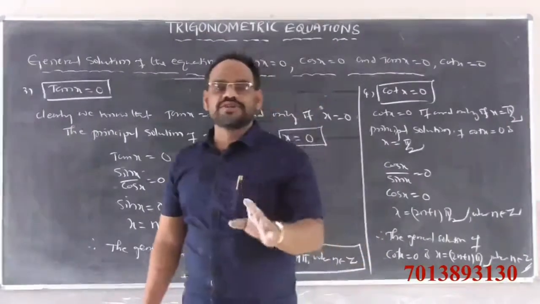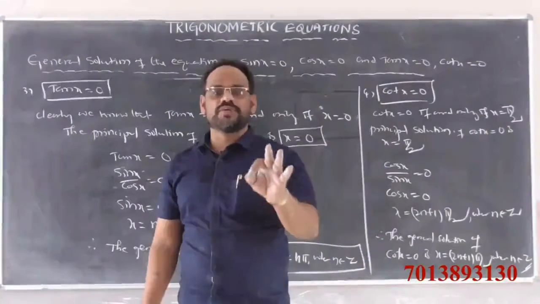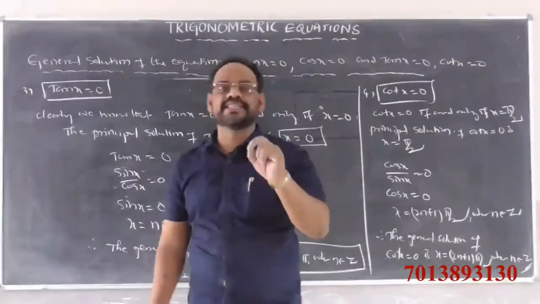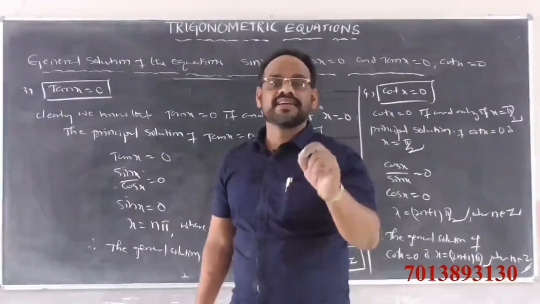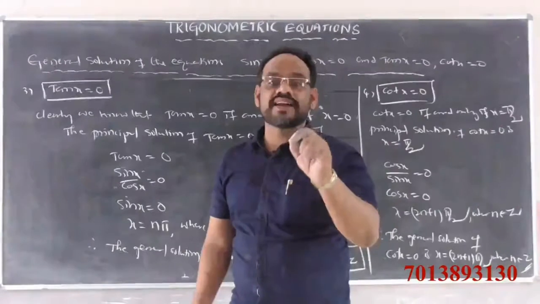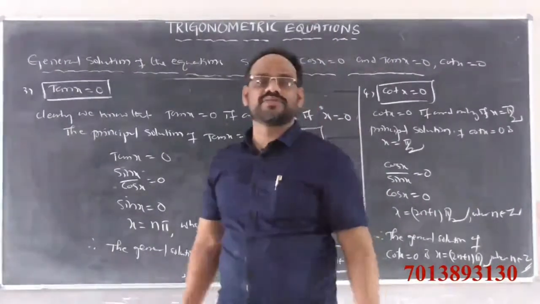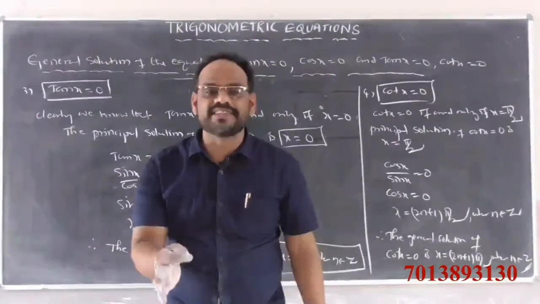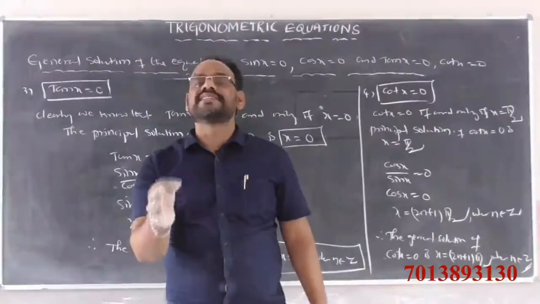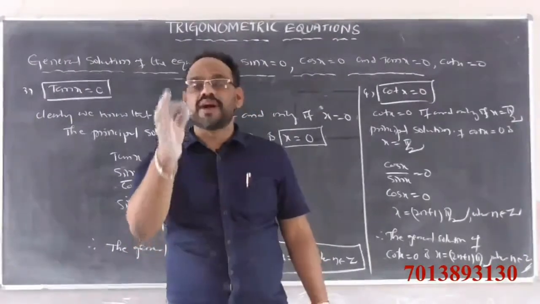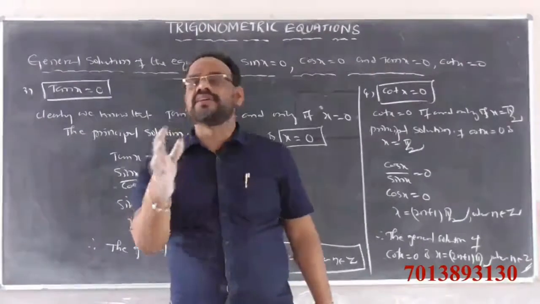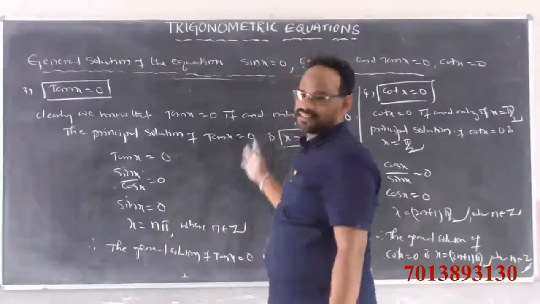The general solution of tan x equals 0 is the same as the general solution of sin x equals 0. So the general solution of tan x equals 0 is nothing but x equals n pi, where n belongs to Z.